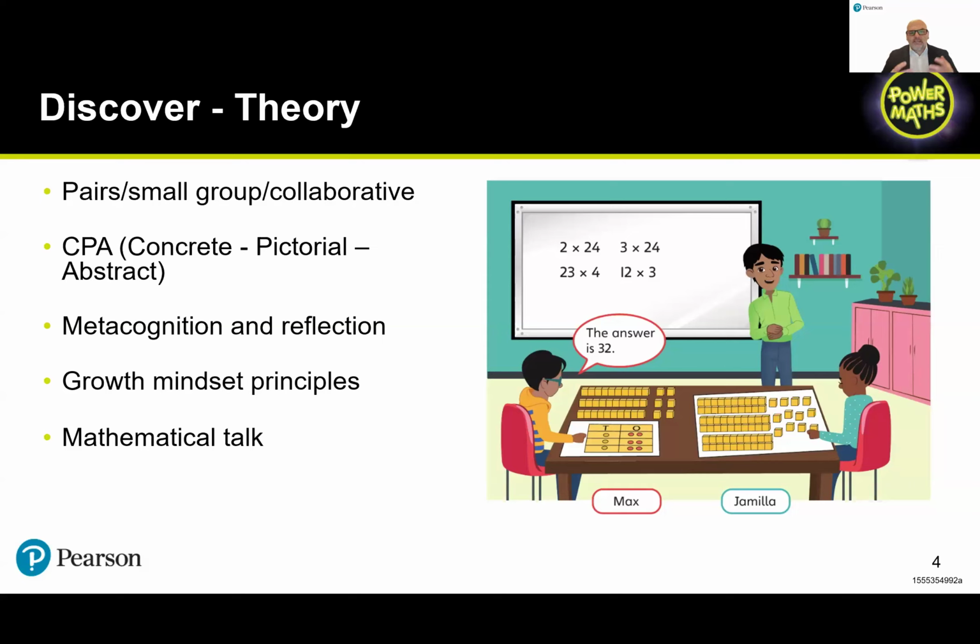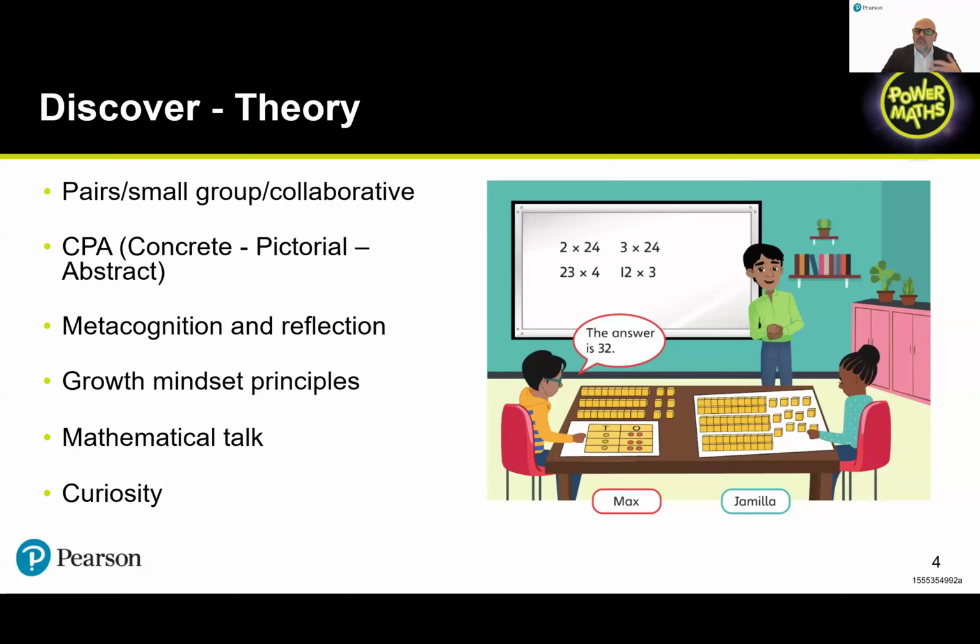But the whole idea of the theory is these principles. Then you've got growth mindset through what the characters are doing and saying, and lots of opportunities as well for mathematical talk. And I've already touched on curiosity. So those are all elements of theory that we try to bring into the Discover and Share section as well. All these things really were key elements in terms of the theory that we looked at to bring this to life.